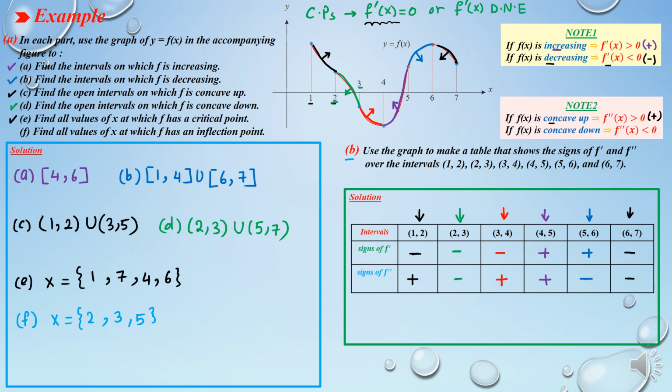So this is the idea of our example. You have to know that if the function f is increasing, f prime is positive; decreasing, f prime is negative; concave up, f double prime is positive; and concave down means f double prime is negative. And this is the end of this example.